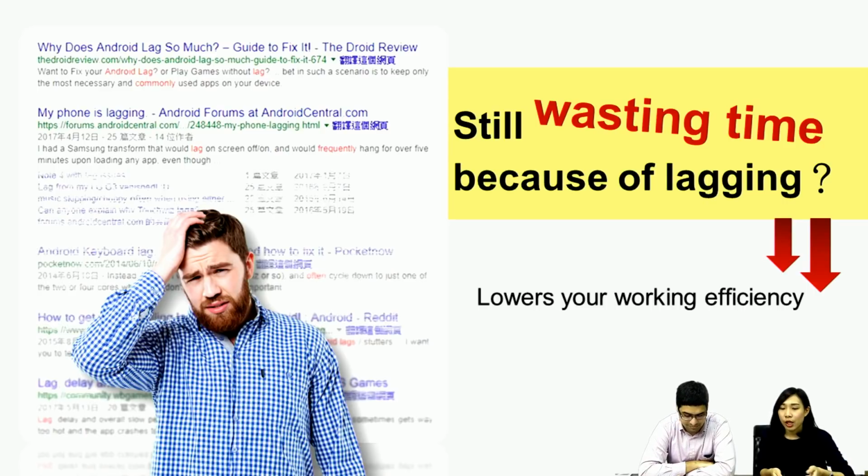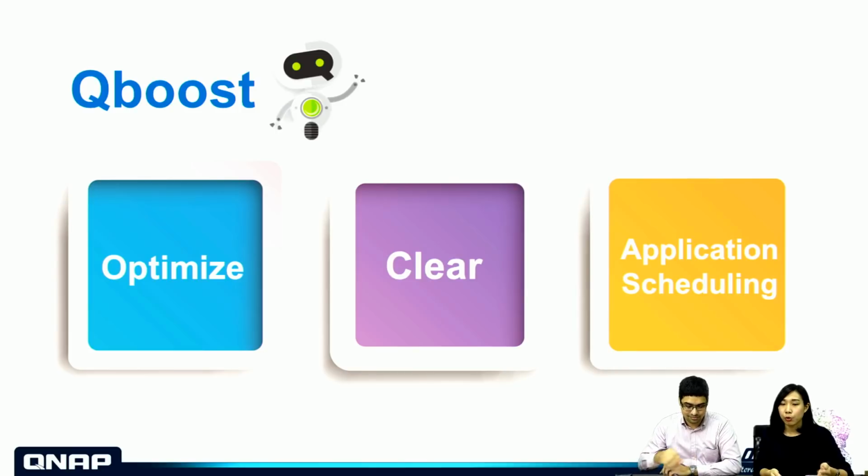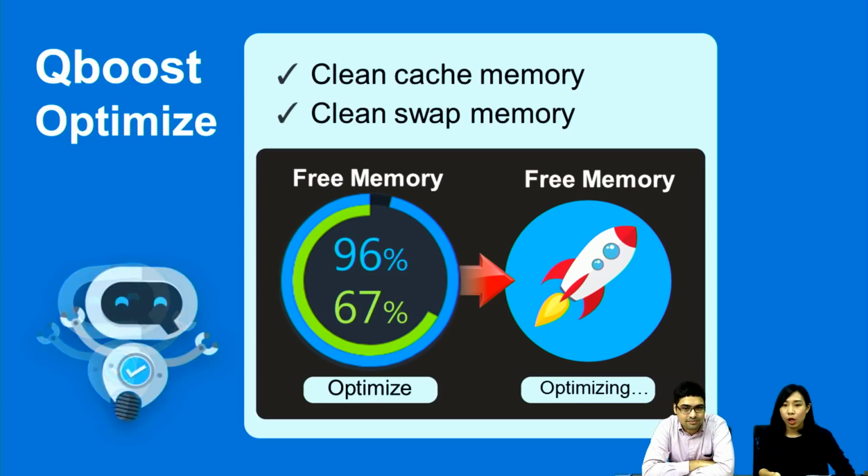This situation not only happens on cell phones, but also on computers or even on NAS. In order to solve these problems and help users easily recycle their storage space, here comes QBoost. It includes three functions: optimize, clear, and application scheduling. I will introduce them separately. All right. The first one is optimize.